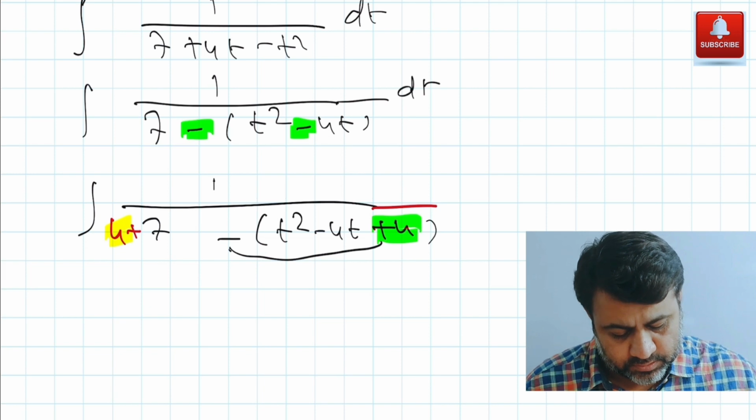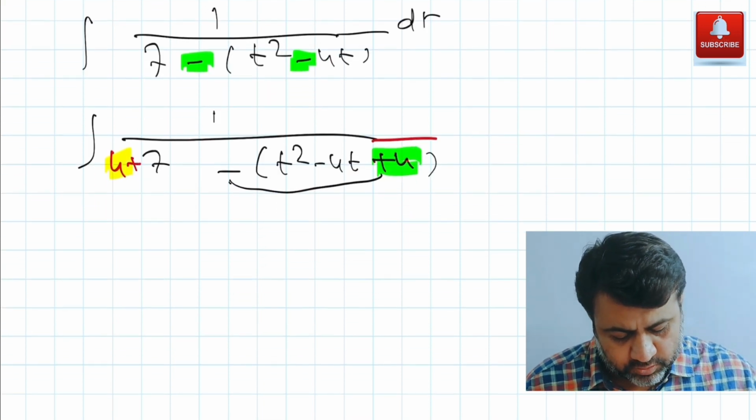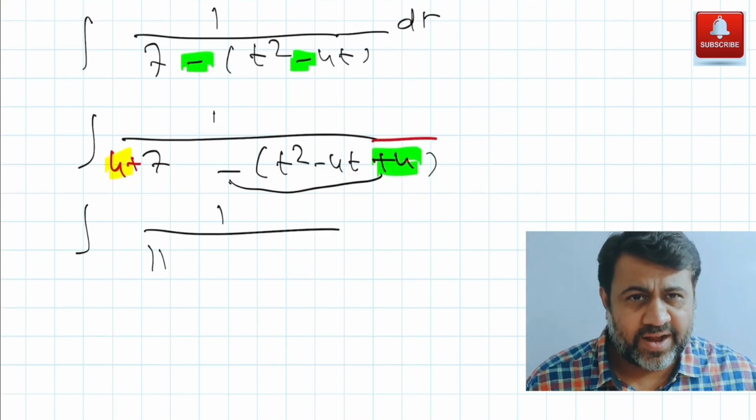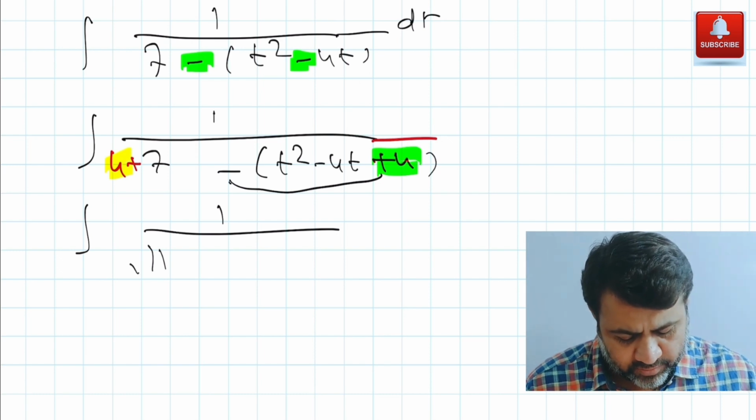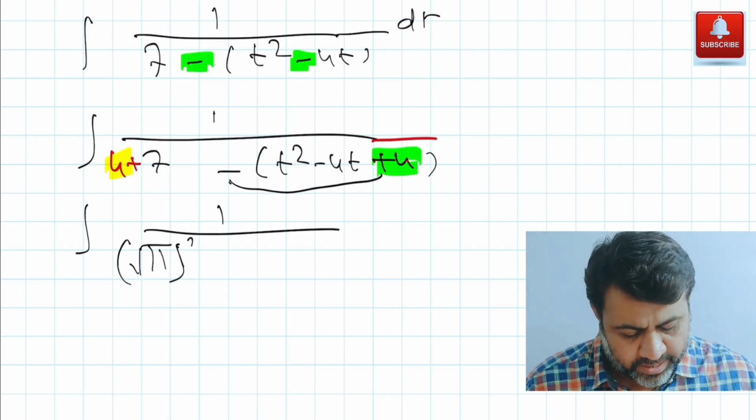So now just one step of simplification. This will be 11. Can I write instead of 11, root 11 the whole square? It will be easier for you to apply the formula. Minus t minus 2 the whole square dt.